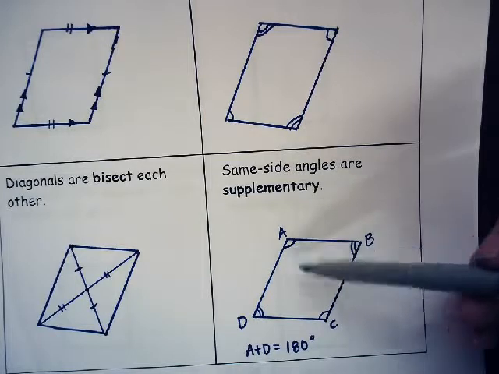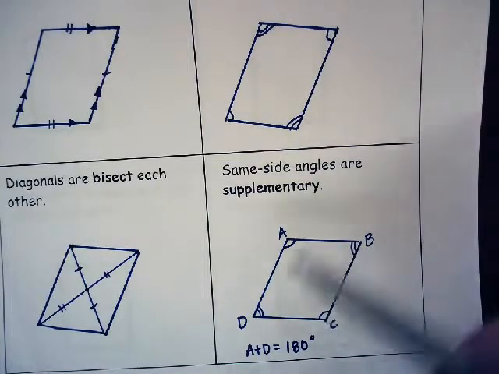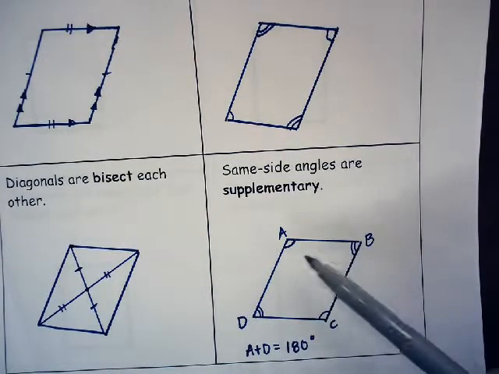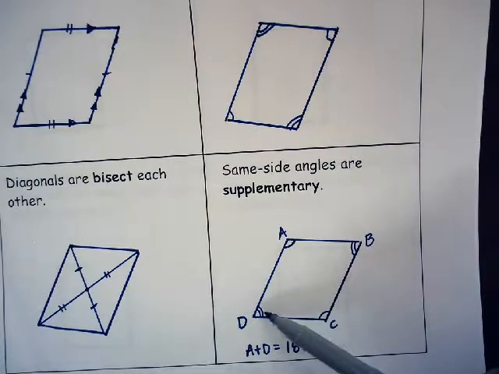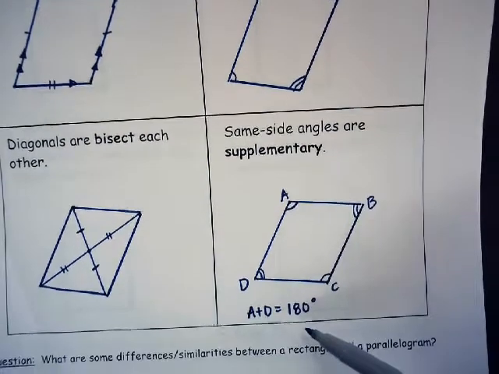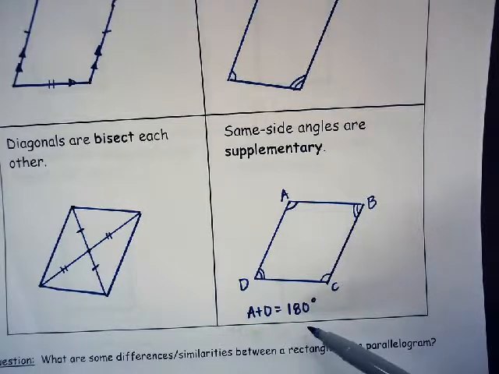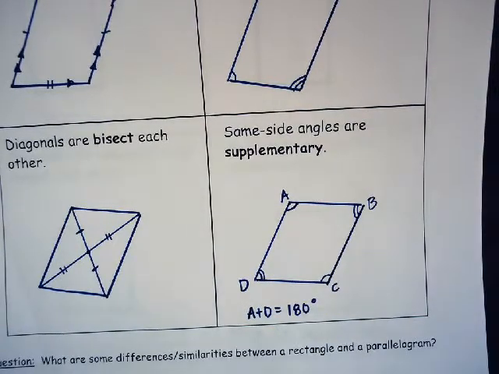Okay, and then same side angles are supplementary. So remember how we said opposite angles are congruent? That means that if I take A plus D, then they're going to equal 180. That's the definition of supplementary.